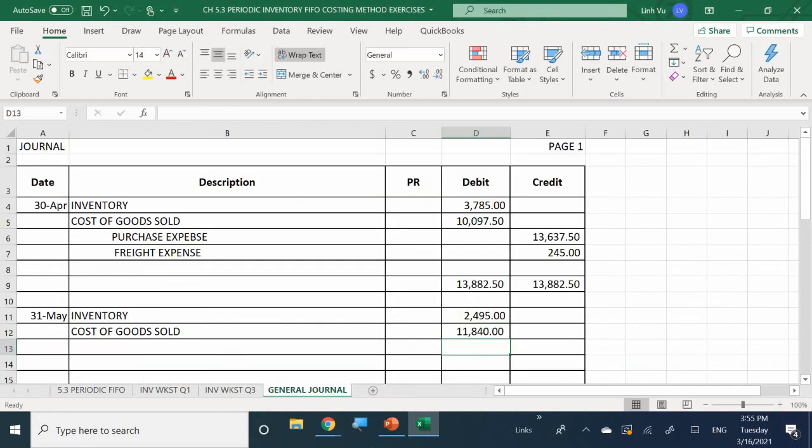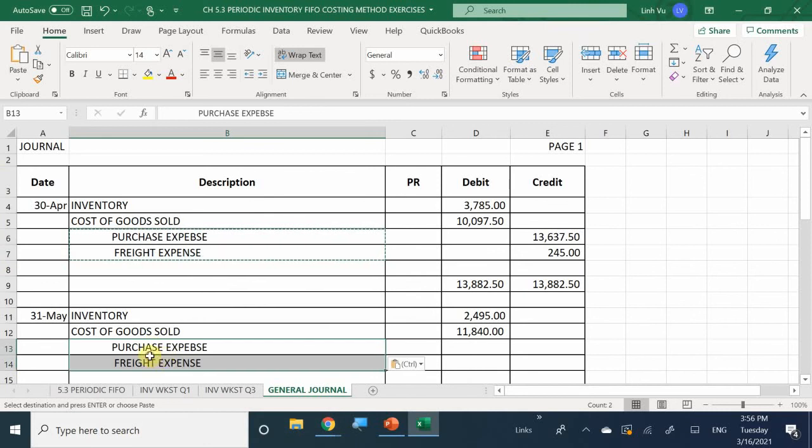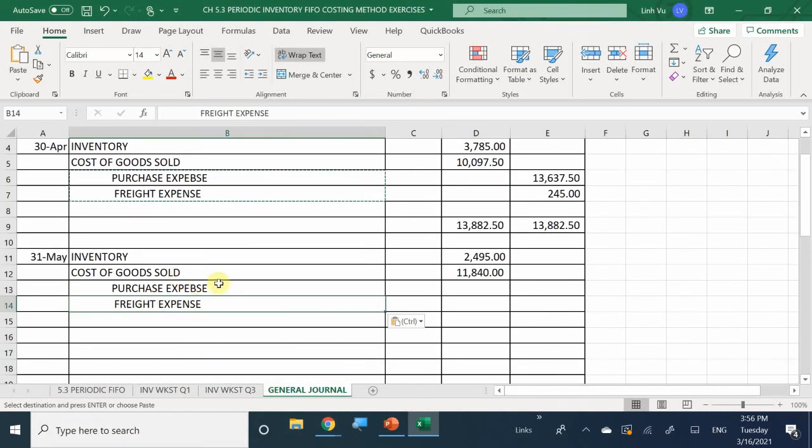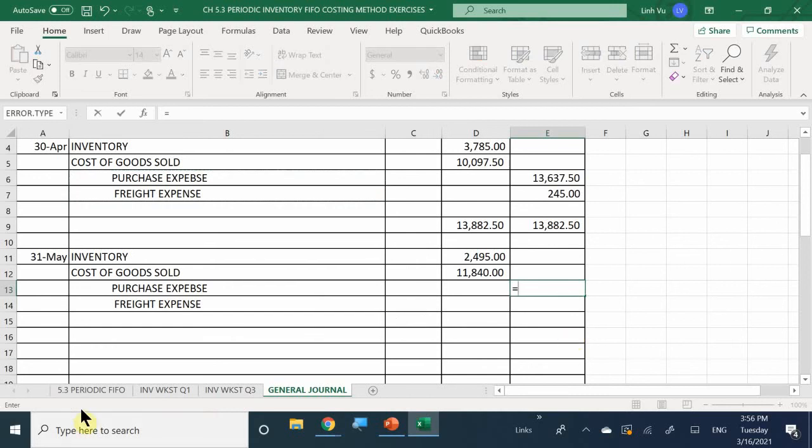$11,840. Yes. Good. So now that we recognize my debits, what's going to be my credits? Where am I taking this out from? Purchase expense. Good. And what else? Your freight expense. Okay, just to save some time, I'm going to copy and paste. All right, good. So how much was my purchase for?